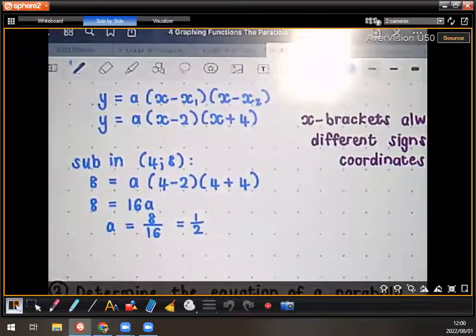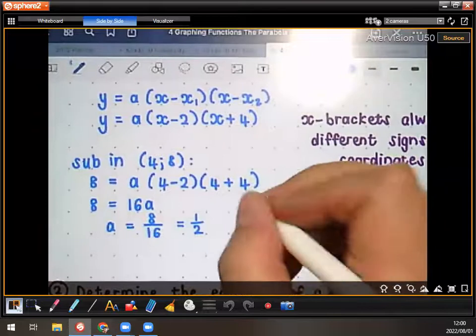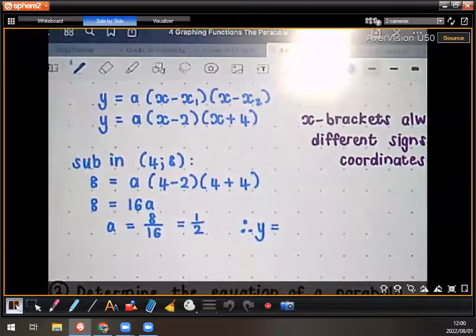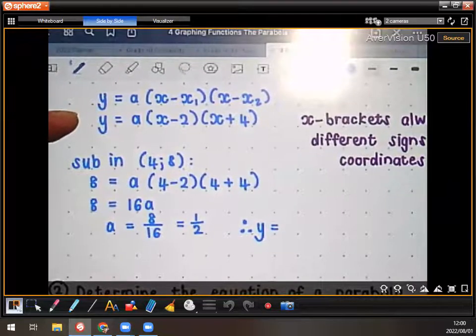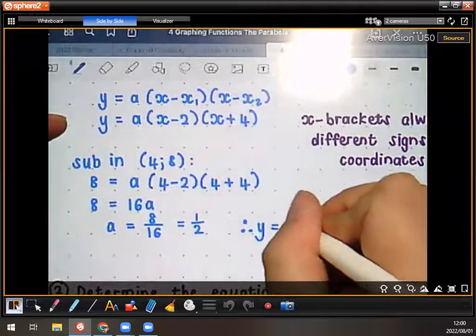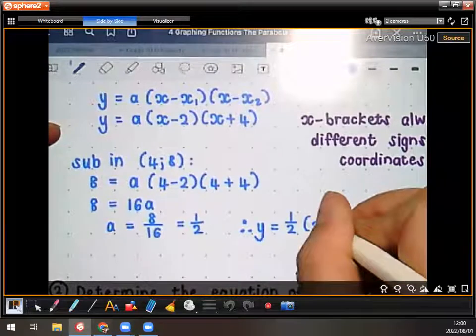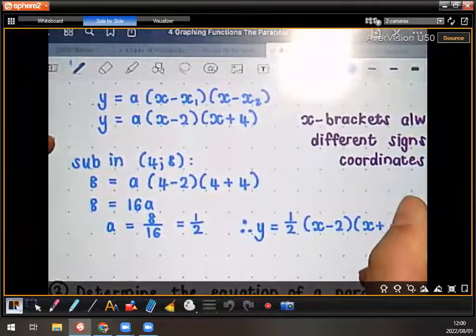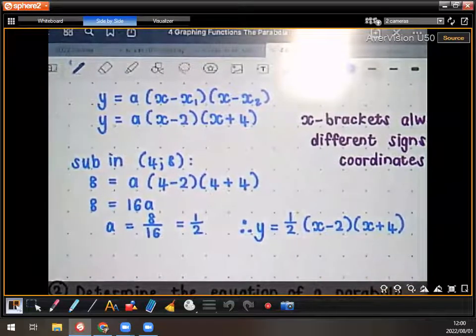So what is my equation? y equals, we just got our a value, we're now just subbing it in there, right? A half, bracket x minus 2, bracket x plus 4. And leave it like that, guys. That's one of the three forms of the parabola equation. So you get 4 marks for leaving it like that.